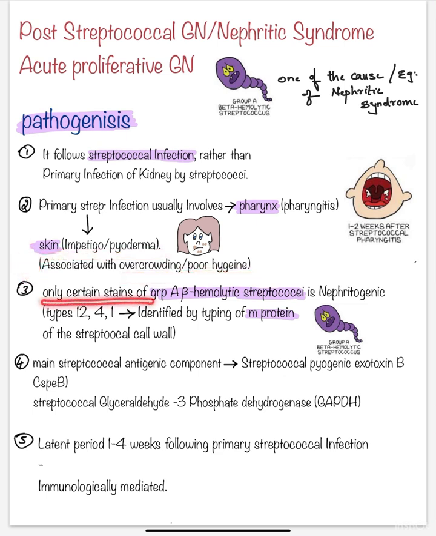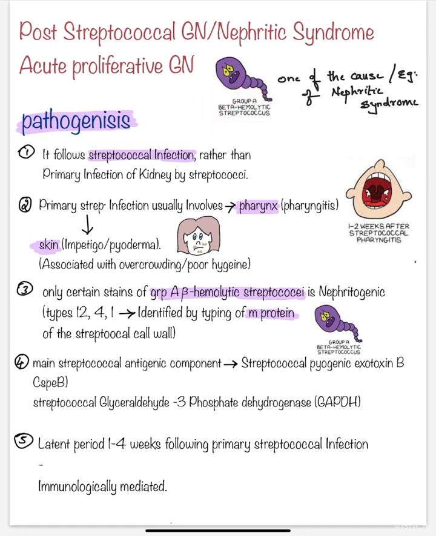Only certain strains of group A beta hemolytic streptococci are nephrogenic, that is types 12, 4 and 1, identified by typing of M protein. The M protein is present in the streptococcal cell wall. So the primary streptococcal infection is caused by group A beta hemolytic streptococcus.